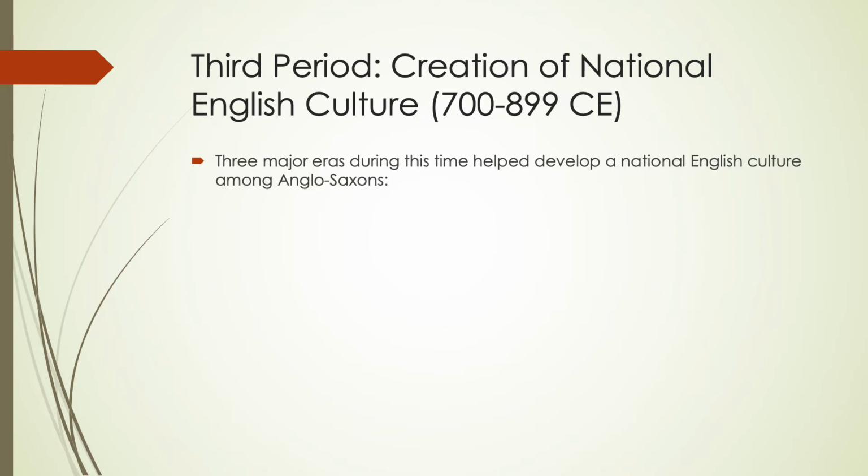And so there were three major things during this time period that helped to develop a sense of national identity, a sense of an English culture among the Anglo-Saxons. The first was where the era of composition and a lot of different poetry began. So a lot of the earliest writings and a lot of the earliest documentation we have from the Old English time period comes from this period of time during the Great Poetry era.